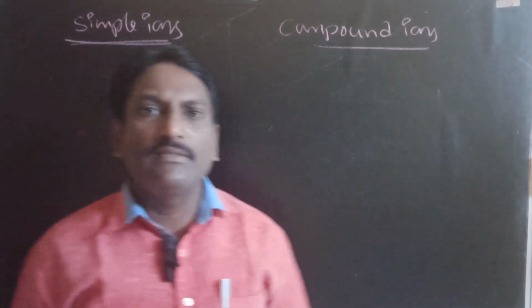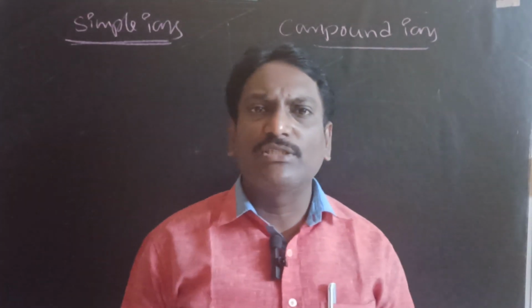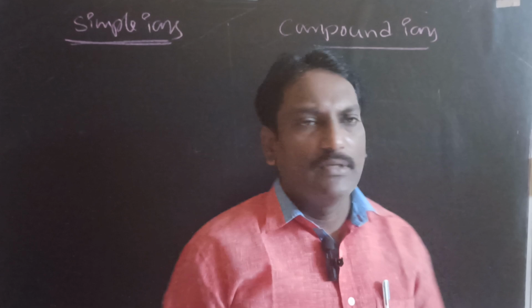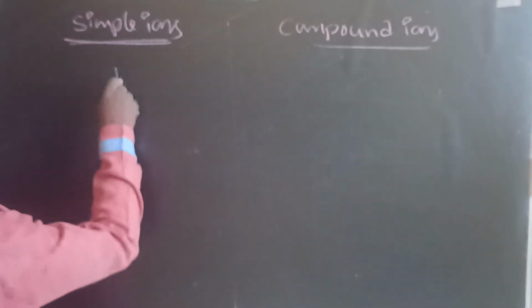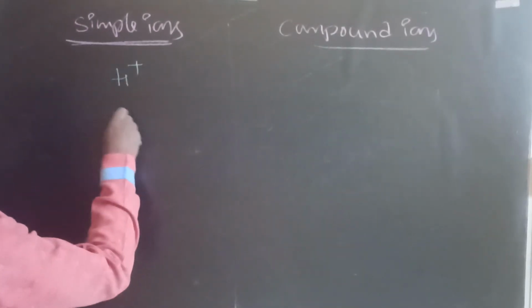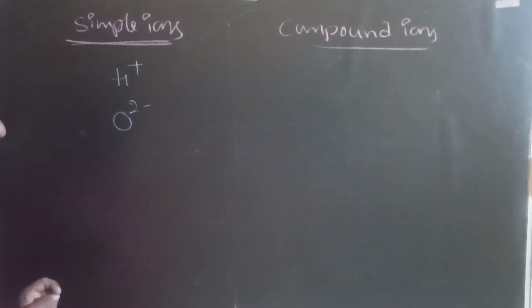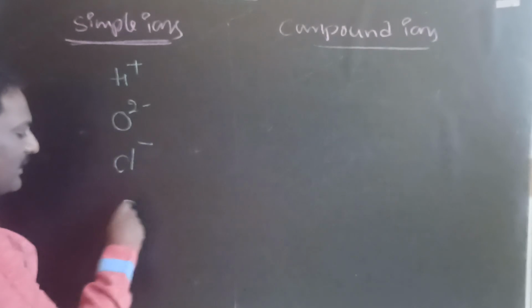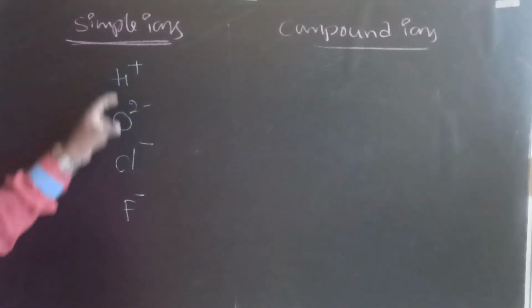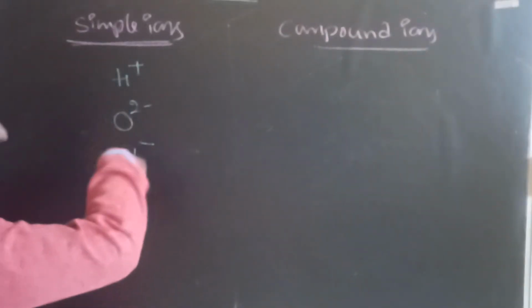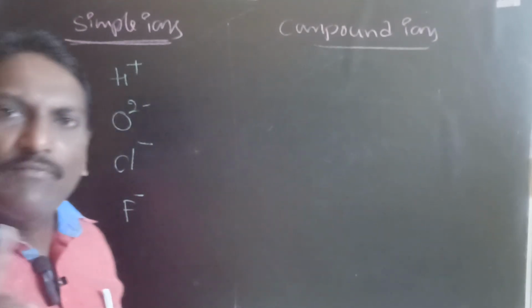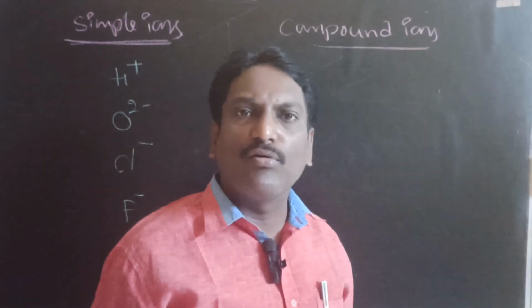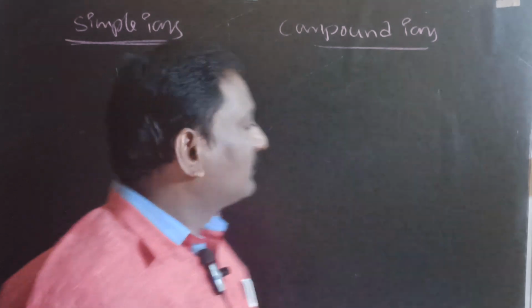Simple ions means these ions consist of only one kind of atom. Examples: hydrogen ion H+, oxide ion O2-, chloride ion Cl-, fluoride ion F-. If you look at these ions, they consist of only one kind of atom. That's why these are called simple ions.